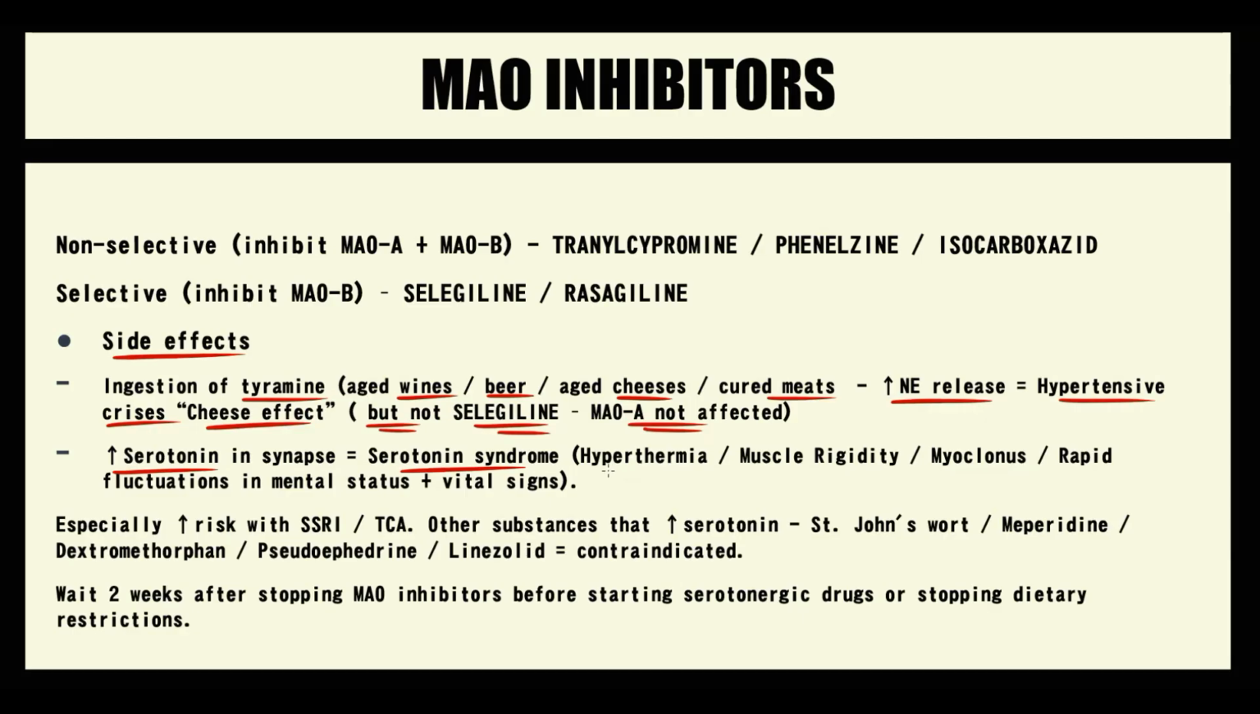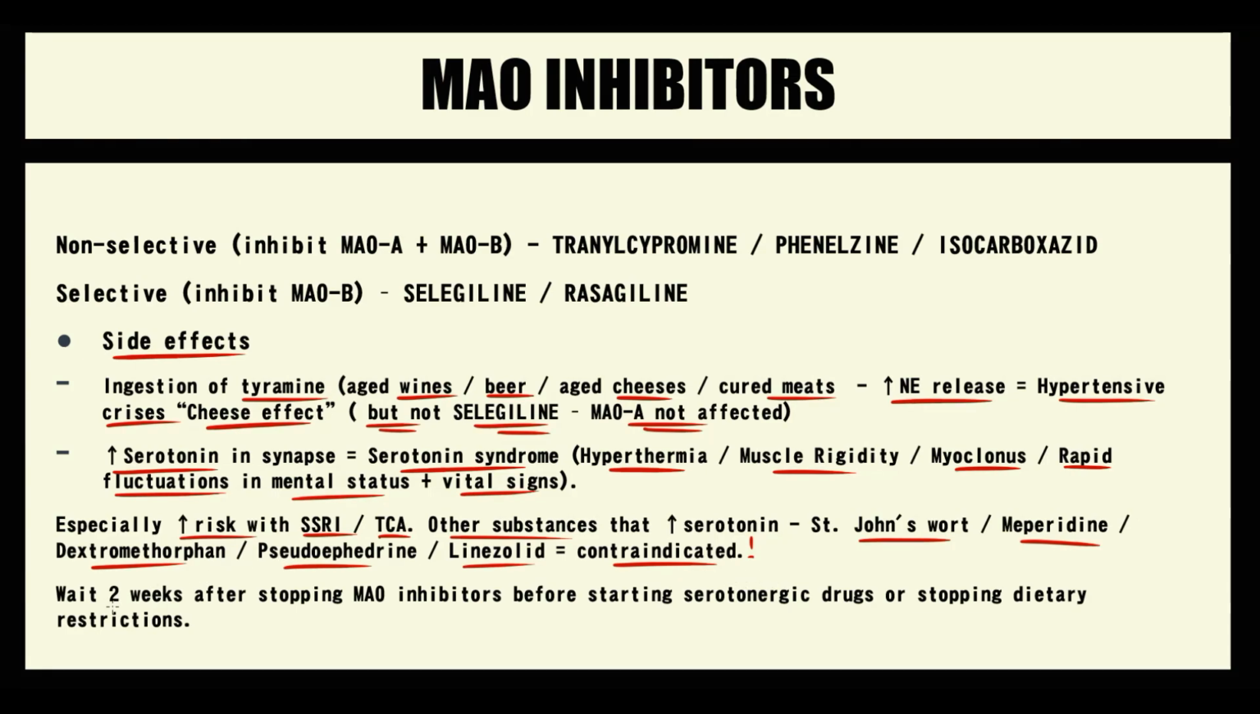Serotonin syndrome manifests with hypothermia, muscle rigidity, myoclonus, and also it can cause rapid fluctuations in the mental status and vital signs. So we have to remember that prescription of MAO inhibitors with selective serotonin reuptake inhibitors or tricyclic antidepressants greatly increases the risk of serotonin syndrome. In addition to this, we have other substances that can cause increasing amount of serotonin in the synapse, and they all are contraindicated in patients on MAO inhibitors.